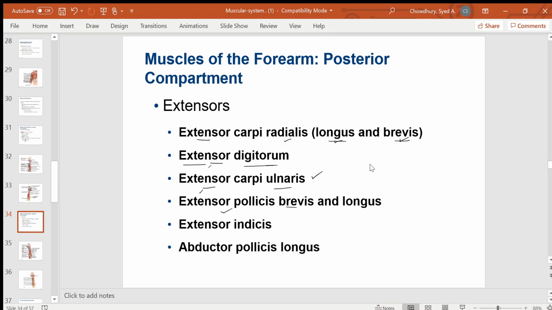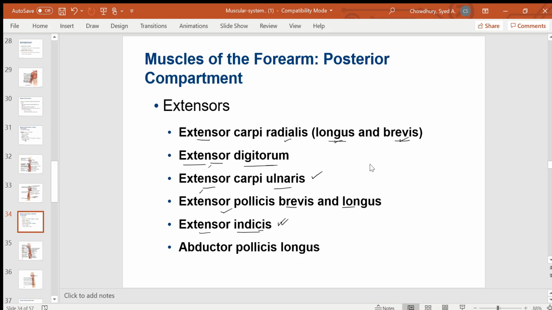There are two, brevis short and longus long. Extensor indicis. You don't have any muscle in the flexor compartment that only goes to the index finger. However, in the back, there is one called the extensor indicis, and the tendon of this muscle goes to the back of the index finger. So when you want to point something with your finger, you extend your index finger, and that is helped by the extensor indicis.